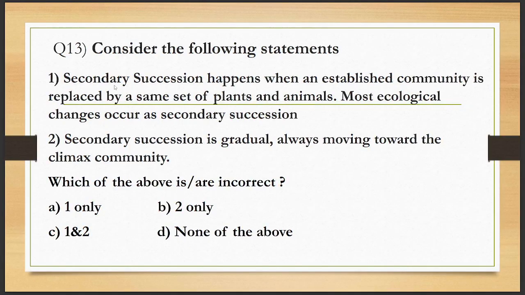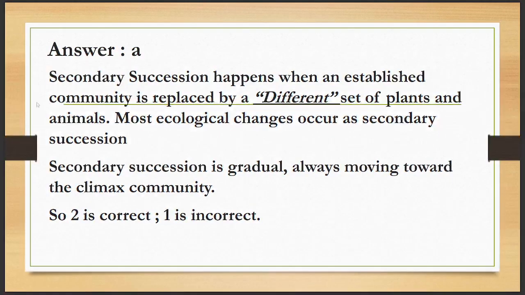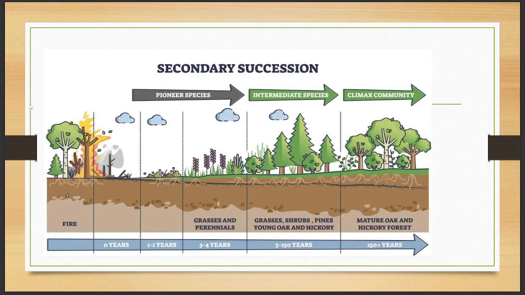Okay, so here you can see it happens when the establishment is replaced by the same set of plants, so it is incorrect, so that's why first is incorrect. Now let's move to the next question.